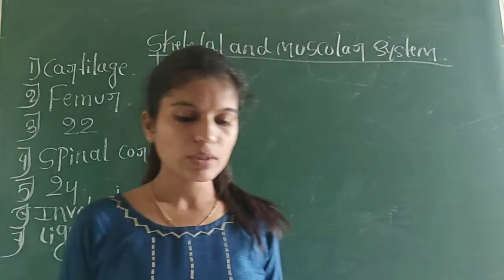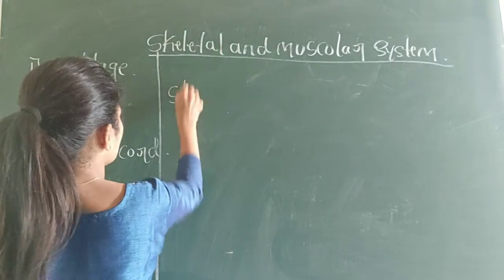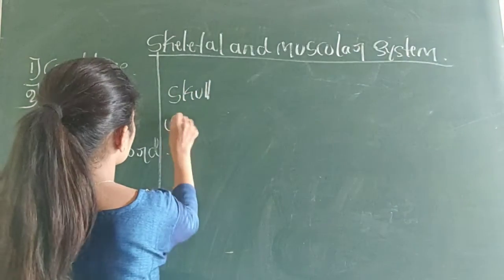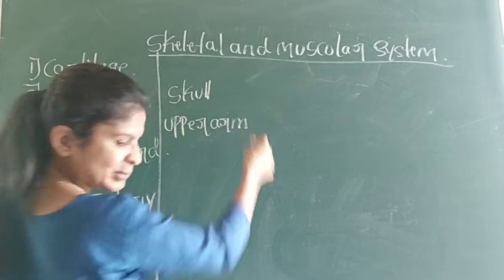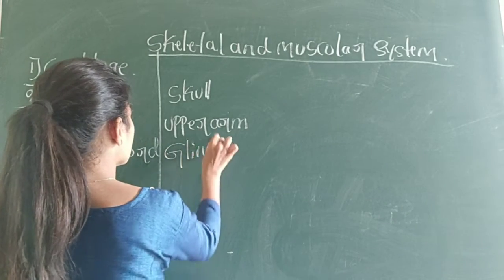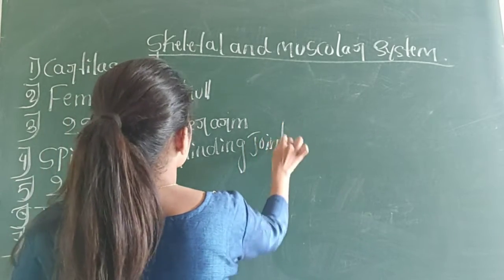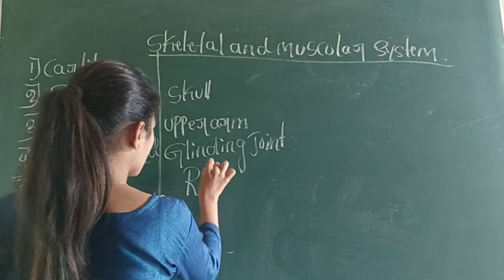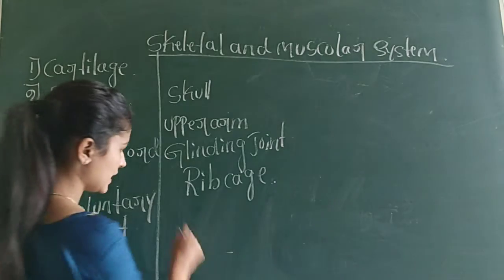Okay. Now the match the following. First one on this side is skull. Next one is upper arm. Third one is bending joint. Next is rib cage. And the last one is hip joint.